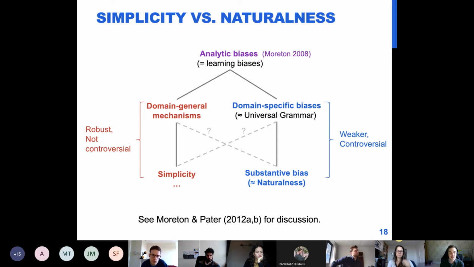Another issue, a point discussed by Morton and Pater quite a lot, is that these two are often conflated with each other. So it's very often the case that people may say that they're looking at naturalness or substantive bias, but really there's also a simplicity explanation. And so that makes it very difficult often to tease apart what's really causing these effects. Okay, so that's just a bit of context setting for you, giving you the background and the history here.